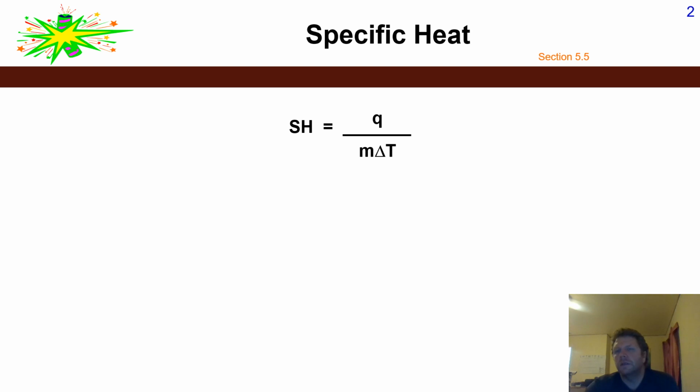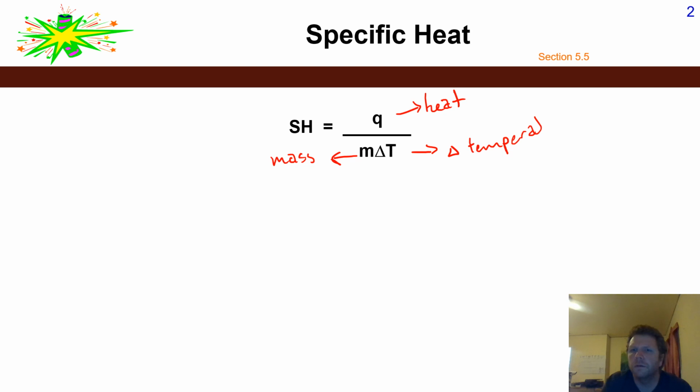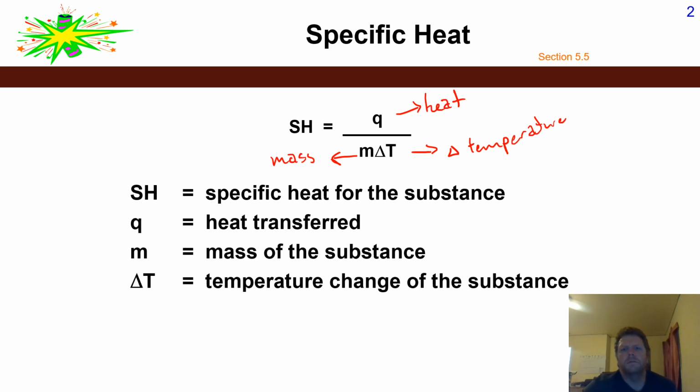Now, specific heat is a good source of questions that you can look for. Now, specific heat, also written as SH, is equal to Q, your heat, divided by the mass of a substance and the change in temperature, delta temperature. Now, those are all these different things that I've defined already.